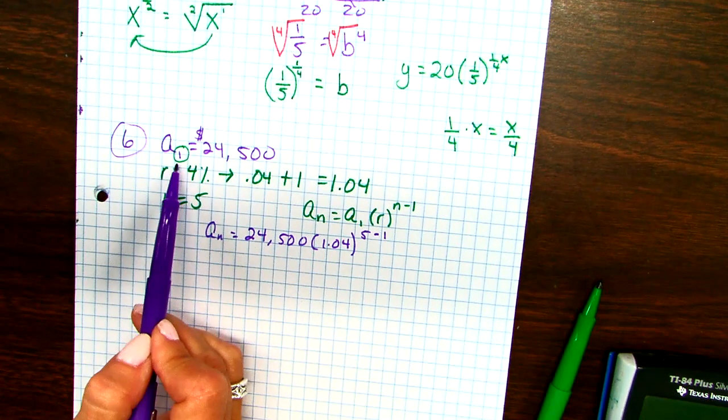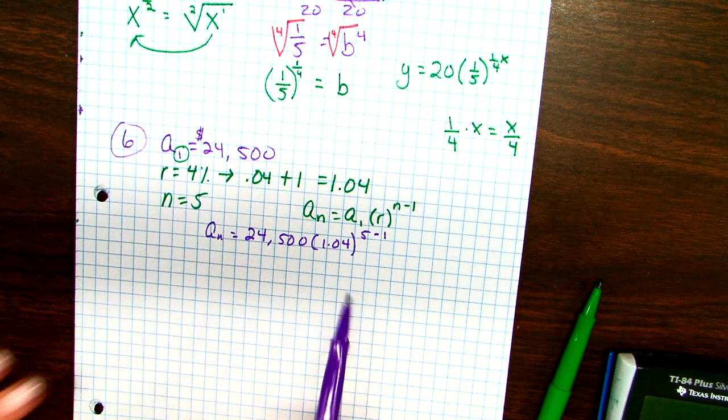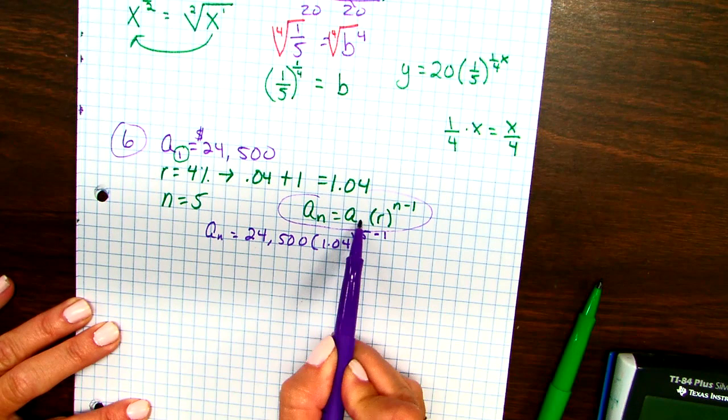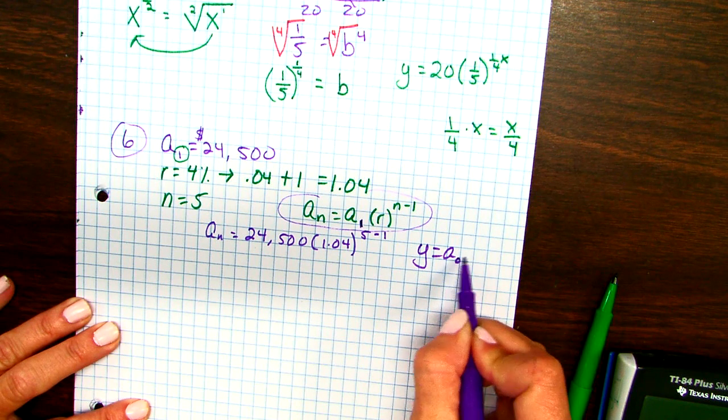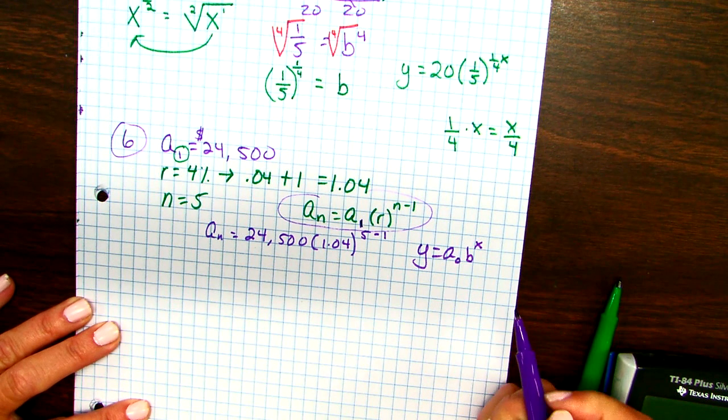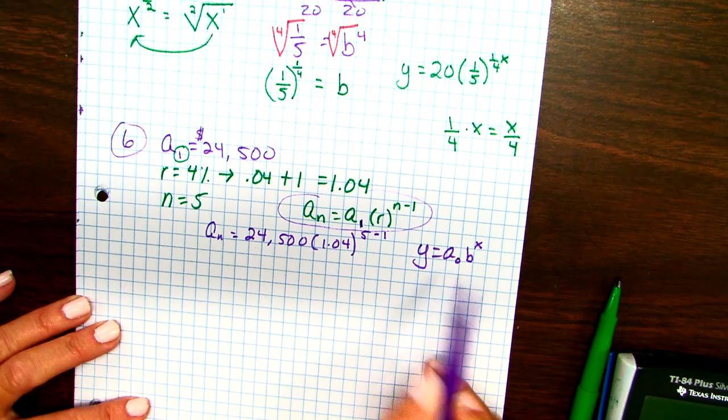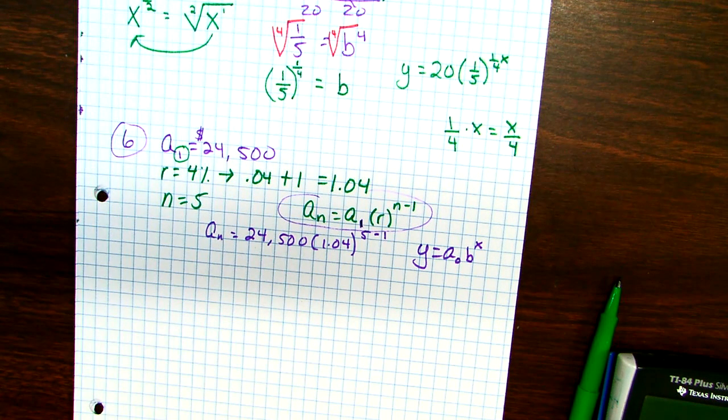Because of the a sub 1. That's what I said. This formula uses a sub 1. The exponential formula, even though we don't write it, it is a sub 0. It's your y-intercept, your initial amount before time has gone by, like in a word problem, things like that. This is how much she made after her first year, a sub 1, okay?